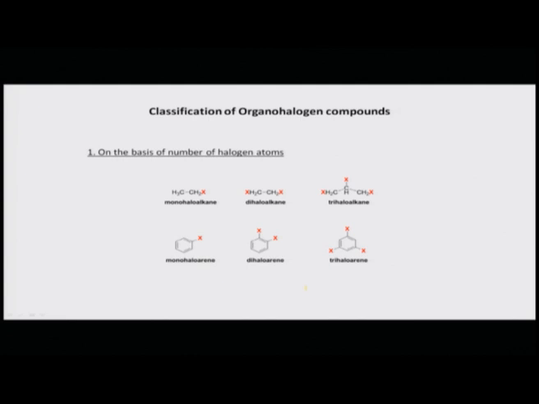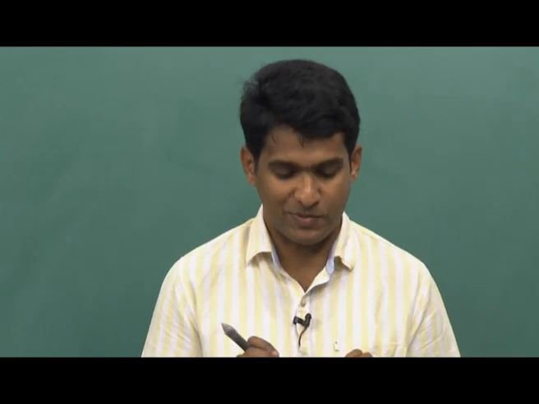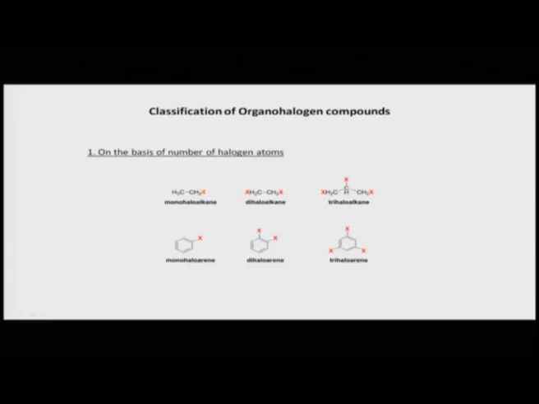So when you see an organic compound that contains a halogen atom, we can have a look at them and see how many halogen atoms are present. I have an ethane molecule that is substituted with a halogen atom here. So this is a monohaloalkane, where by X, as I have mentioned, I mean either fluorine, chlorine, bromine or iodine.